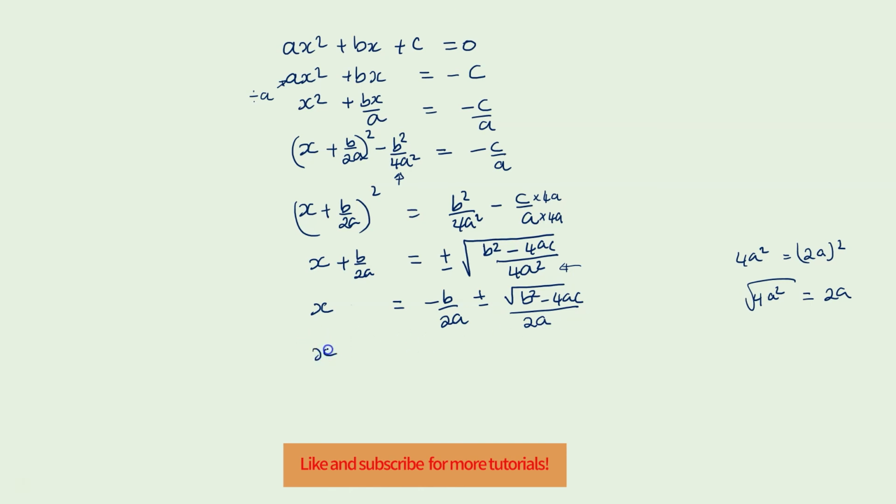Okay, so we're almost there. x equals, they both have the same denominator. Now I can just put it together: negative b plus or minus the square root of b squared minus 4ac, everything divided by 2a. And that's your quadratic formula.